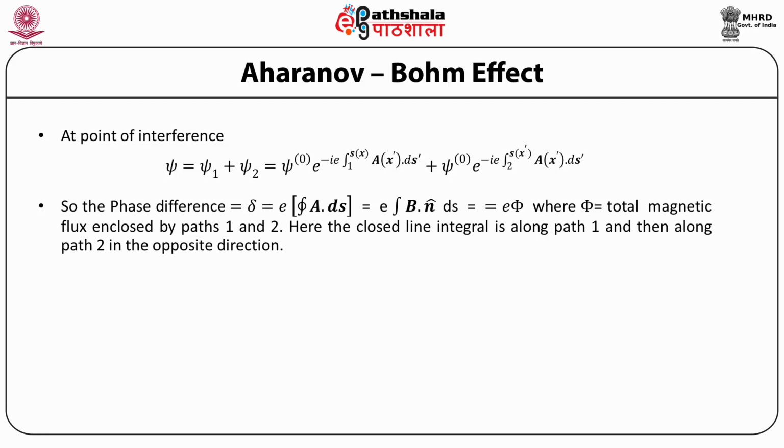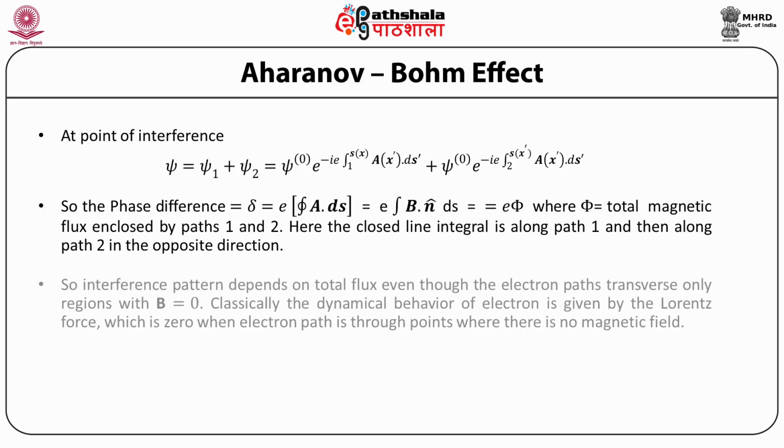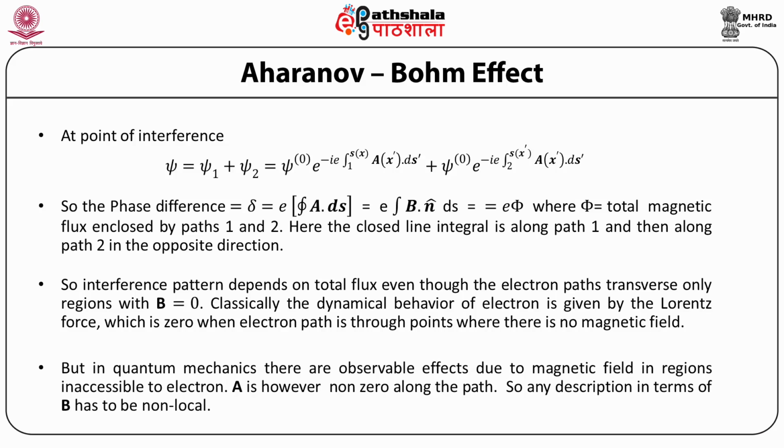Here the closed line integral is along path 1 and then along path 2 in the opposite direction. So the interference pattern depends on the total flux that is enclosed, even though the electron paths traverse only regions with B vector equal to 0. Classically, the dynamical behavior of the electron is given by the Lorentz force, which is 0 when the electron path is through points where there is no magnetic field. But in quantum mechanics, there are observable effects due to the magnetic field in regions which are inaccessible to the electron. A is, however, non-zero along the path.